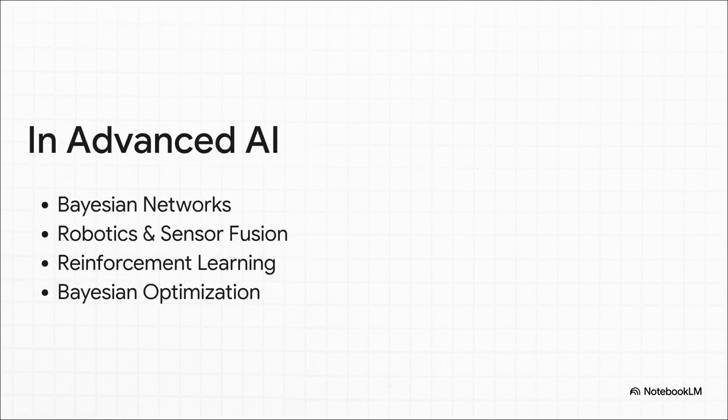And at the real cutting edge of AI, this is absolutely essential. It allows a robot to take conflicting data from, say, a camera and a laser sensor and fuse it all together into one coherent understanding of the world. It's the very mechanism that lets machine learning models get smarter with every new piece of data they see.